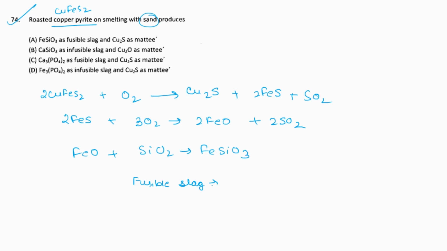And your fusible slag, what is fusible slag? Fusible slag means basically I am adding something so that I can remove it as an impurity, which is soluble, and if I add something, it will just come out as an impurity. So this is my fusible slag, that is FeSiO3, and my matte over here is Cu2S. So my option is 74A. Okay.